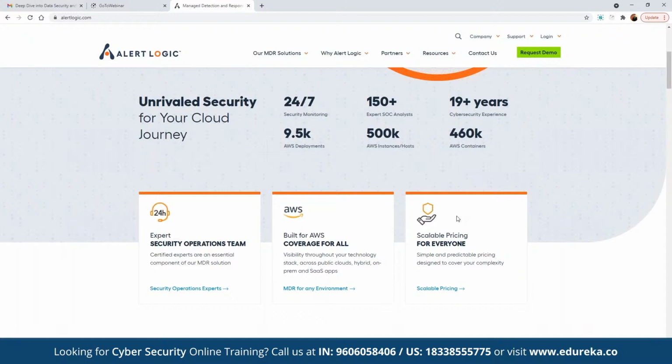And above that, a 200-person cybersecurity team at Alert Logic can take over most cloud-based security functions in a software as a service model.